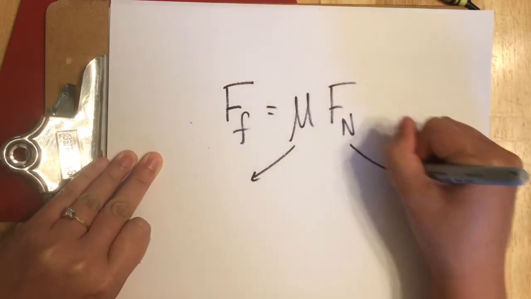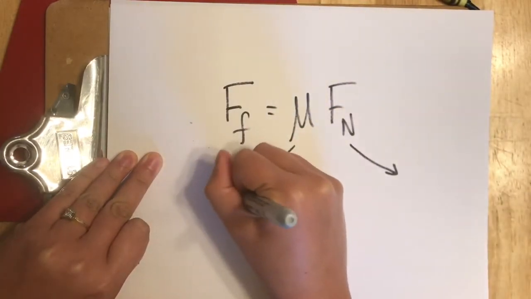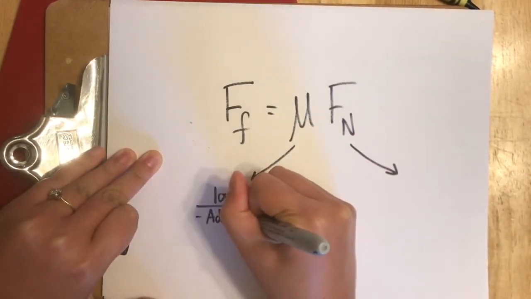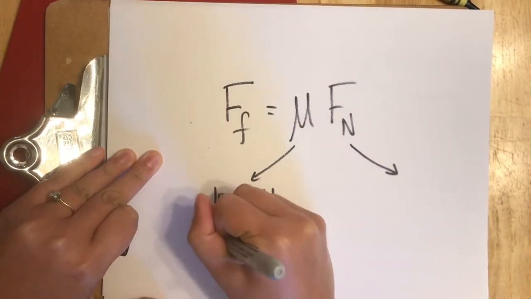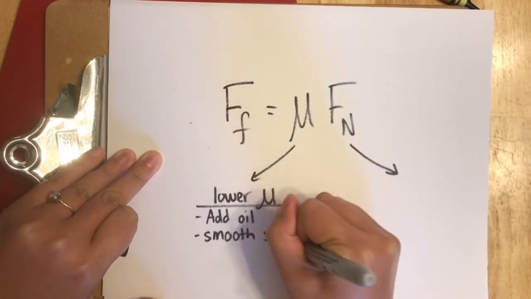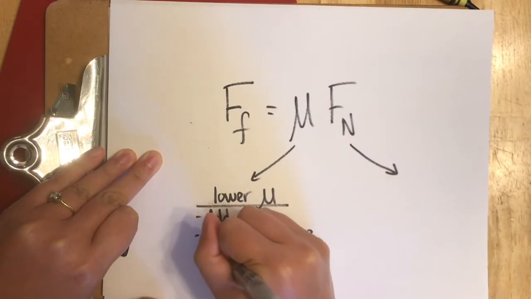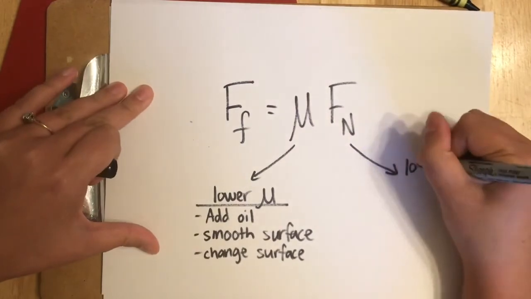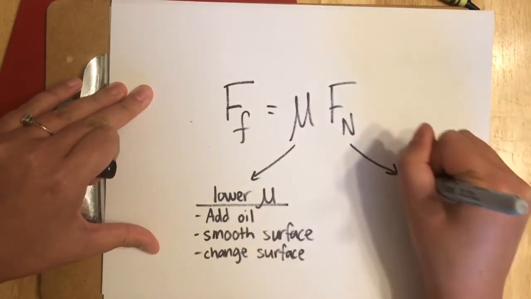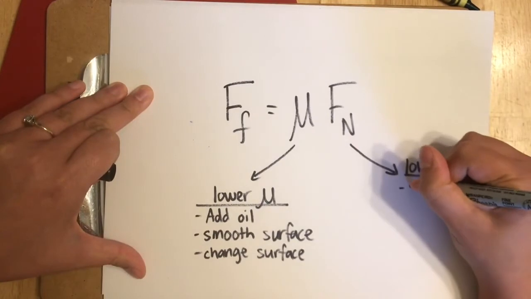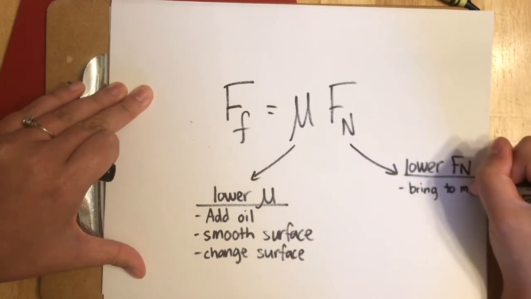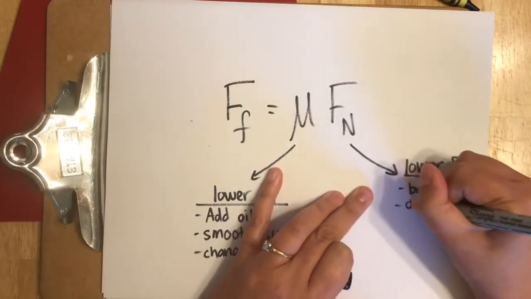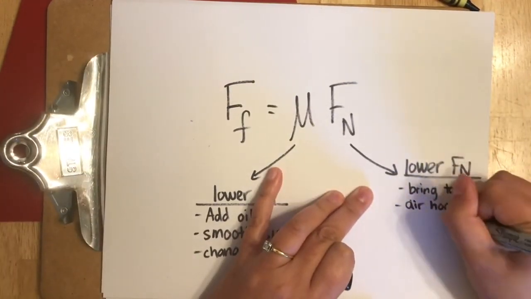Sometimes you'll see people shorten the friction equation to just friction is equal to coefficient times normal. But we can use this to help think back to what this means qualitatively. If I wanted to make friction lower, then I just need to lower either of those two variables. I could change the coefficient by adding oil or smoothing the surface or changing the surface. But I can do lots of things to the normal force. Anything that lowers the normal force would also lower the friction force.